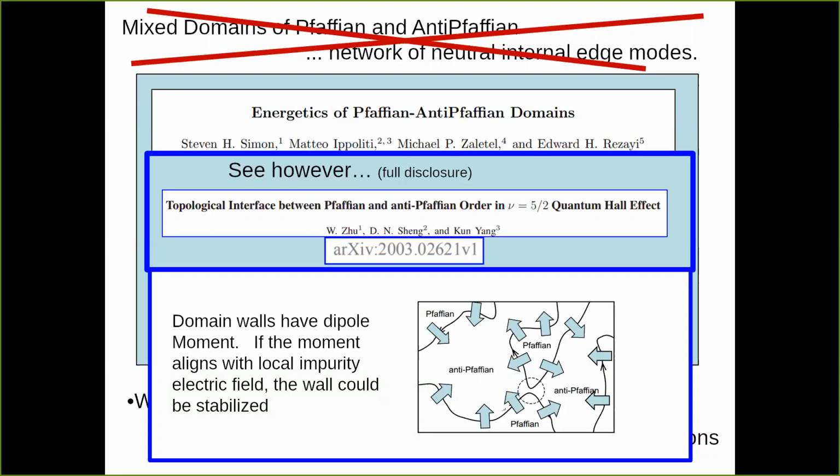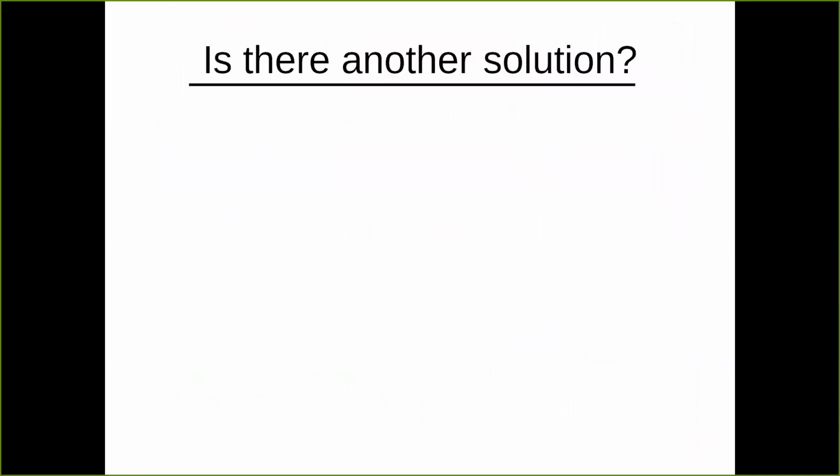So that is not good for that explanation. But they don't have a better explanation at this point either. So we're sticking with that. Okay, so is there another solution? Well, of course I wouldn't be giving this talk if I didn't think there was.